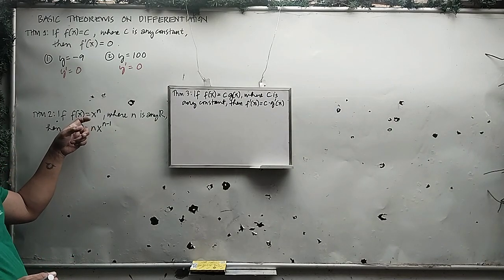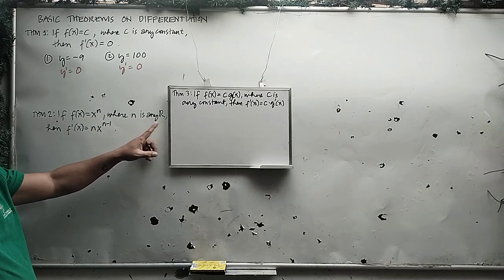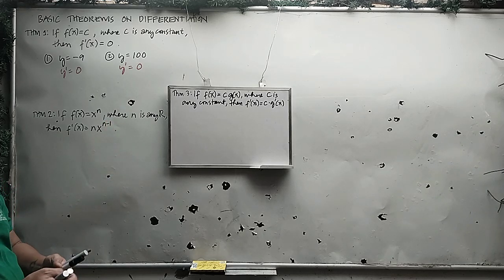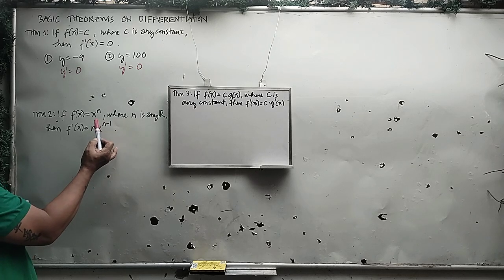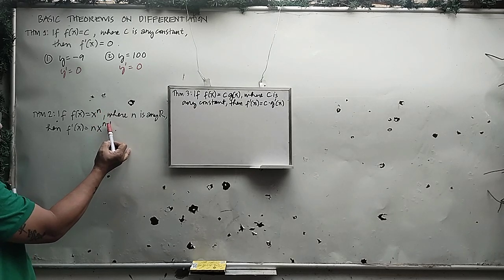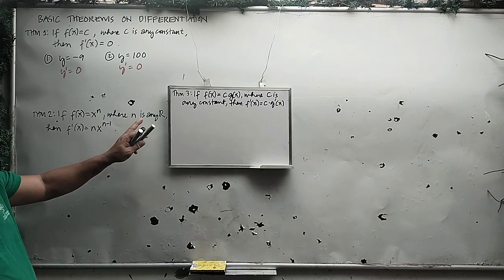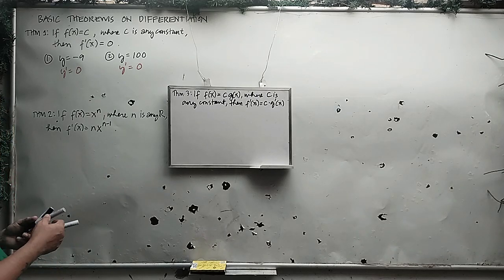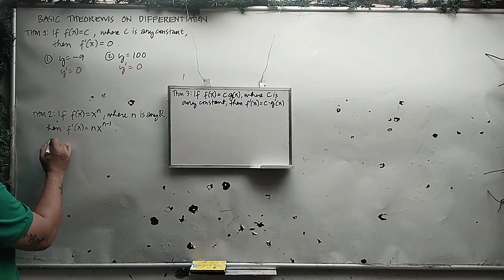If f of x is equal to x to the power of n, where n is any real number, then the derivative of the function is equal to n times x to the power of n minus 1. In other words, you just copy the power n to the left side, then subtract 1 from the power. That's the power rule, no? Where n here is any real number. It can be positive or negative numbers.